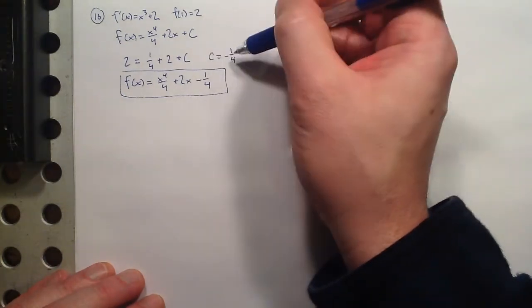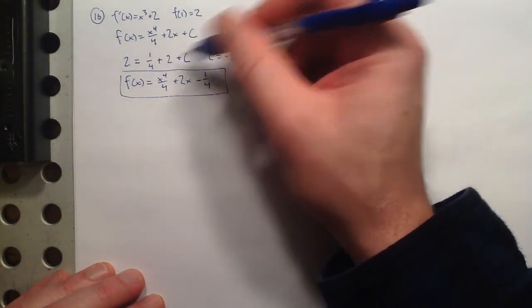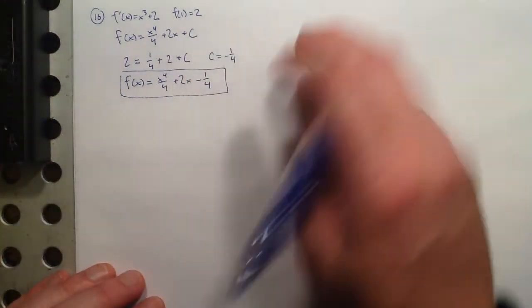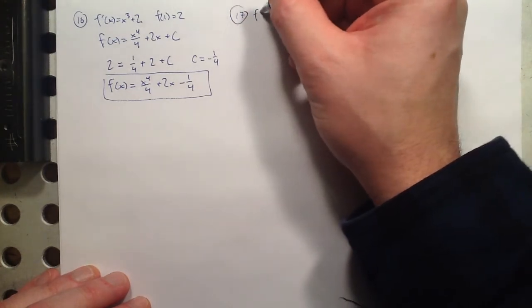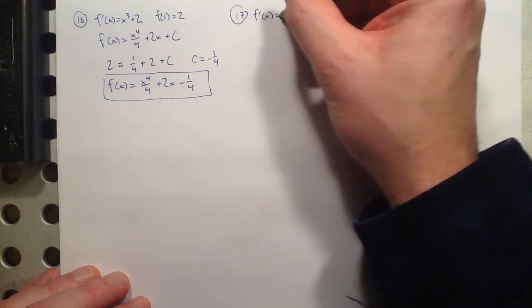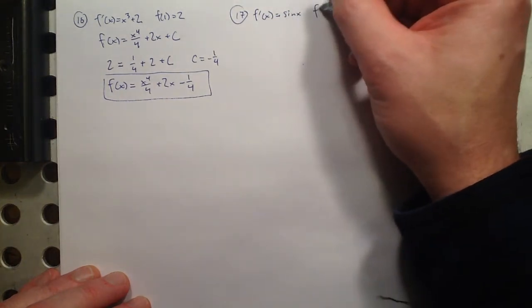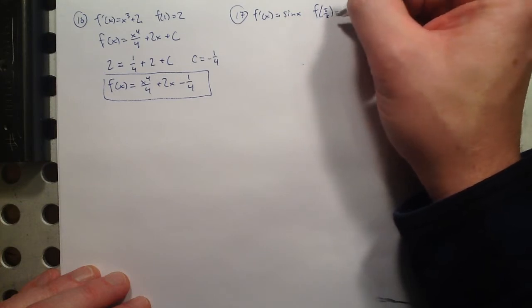Sometimes we feel like, I've had a lot of students in the past who feel like once you get the c equals that you're done, but you have to write that final answer. Okay? Number 17, we have the derivative of some function is equal to sine x, and f of pi over 3 is equal to 1.